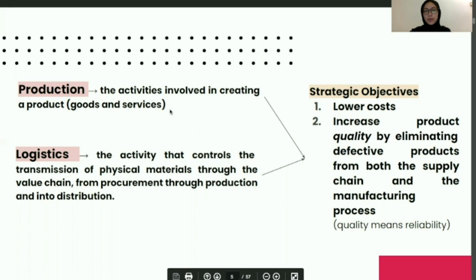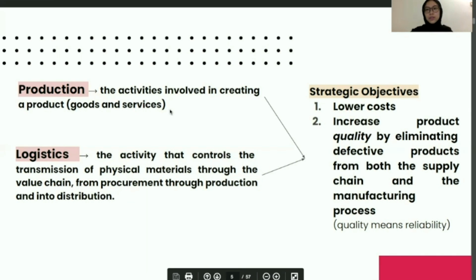And the second one is logistics. Logistics is the activity that controls the transmission of physical materials through the value chain from procurement through production and into distribution. The production and logistics functions of an international firm have a number of important strategic objectives. The first one is to lower costs. Dispersing production activities to various locations around the globe where each activity can be performed most efficiently can lower costs.